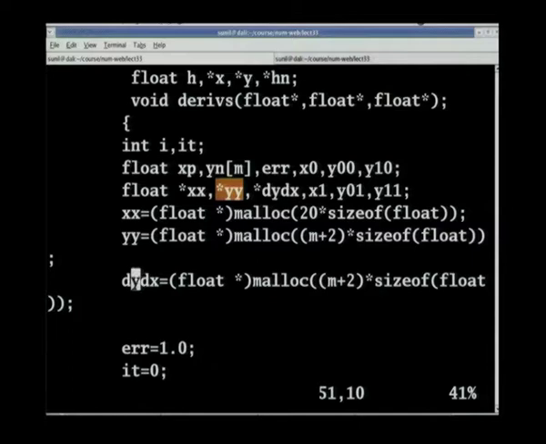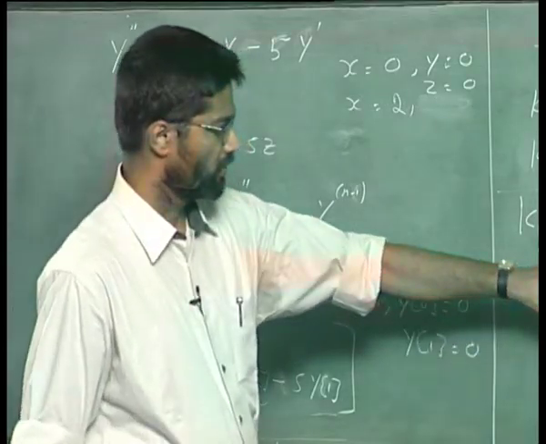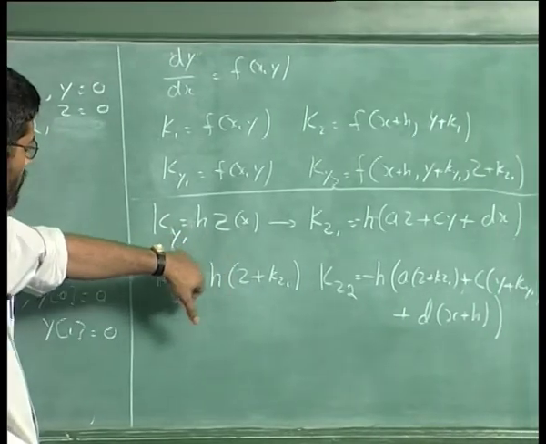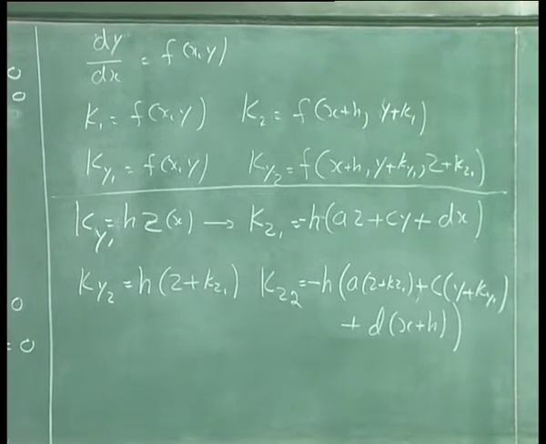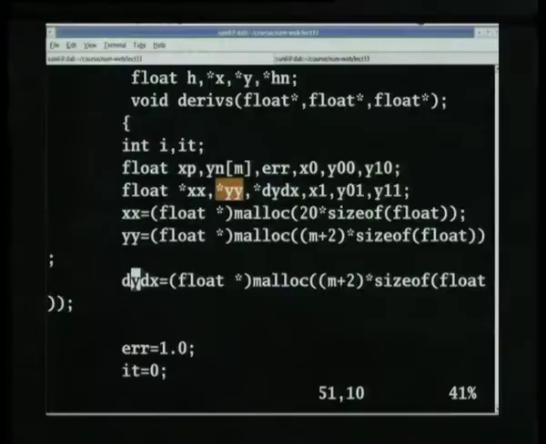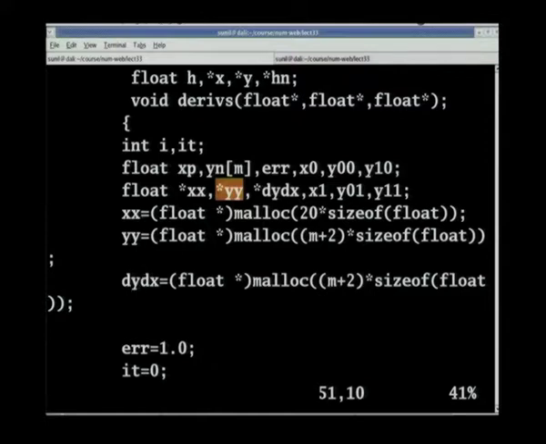Basically dy/dx 0 will appear in all the ky ones. That is the first derivative, so it will enter all the ky ones, and in the kz ones it will enter as dy/dx 1. So now let's see that.